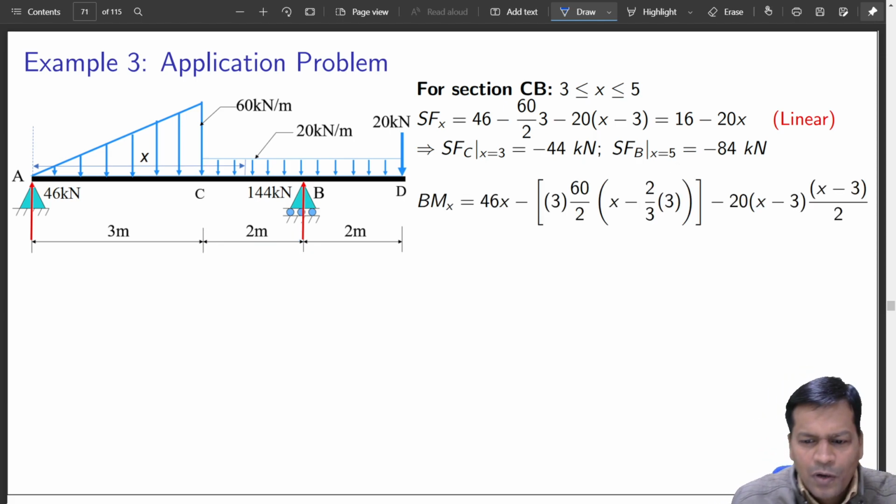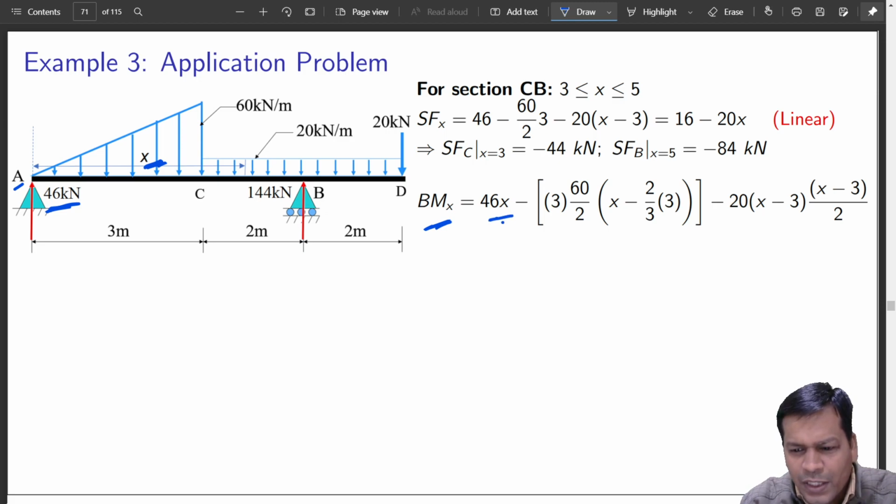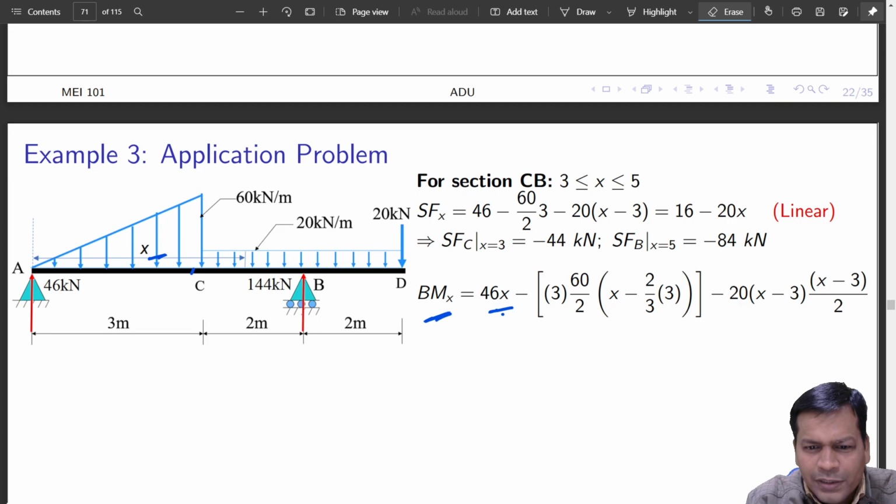Now moving ahead, bending moment. The bending moment at a distance x from A should be 46 into that distance x, that is straightforward. Now the whole of this load is acting, the whole of this triangle is acting. Where is it acting? It is acting at a, hope you got it, just a sec, let me redraw this.